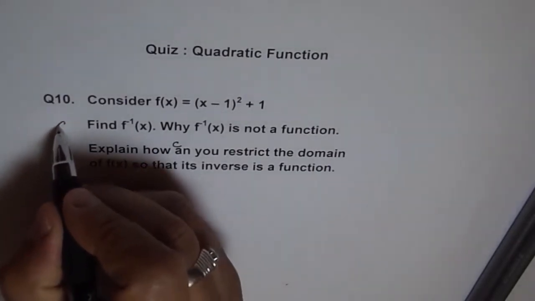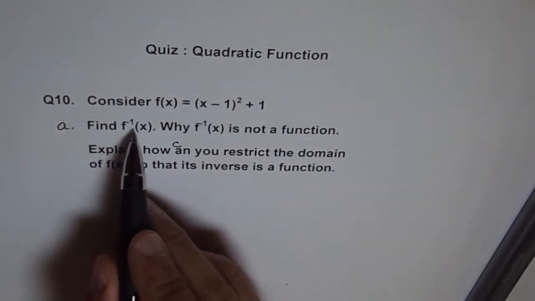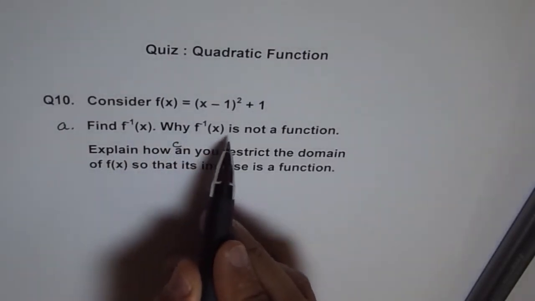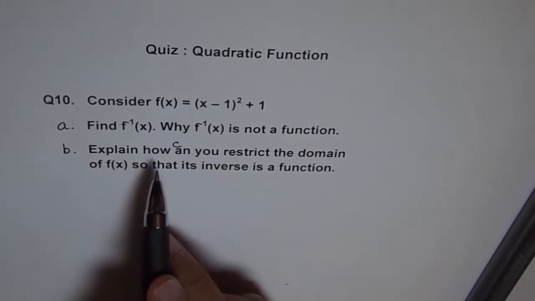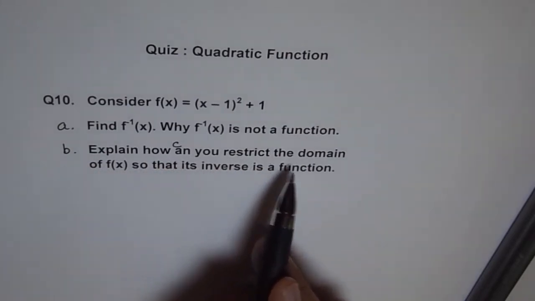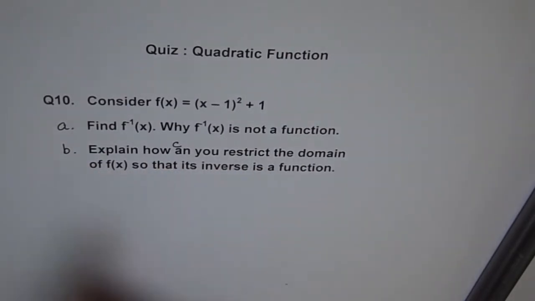So part A says find f inverse x and why the inverse x is not a function, and part B is explain how can you restrict the domain of f of x so that its inverse is a function. Okay, so you copy down the question and try to solve it, and you can pause the video at this time and then later look for the solution.